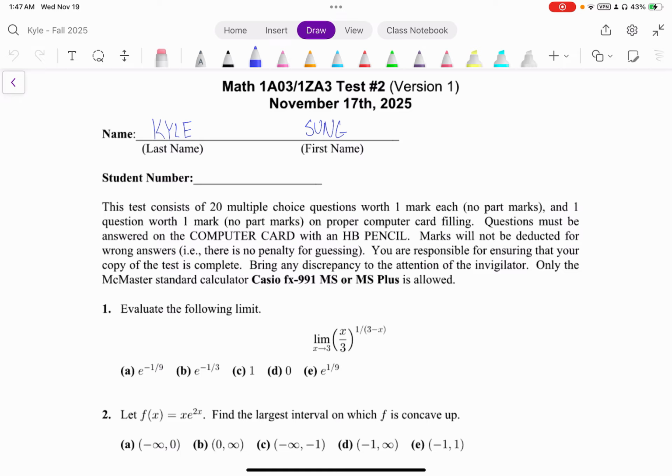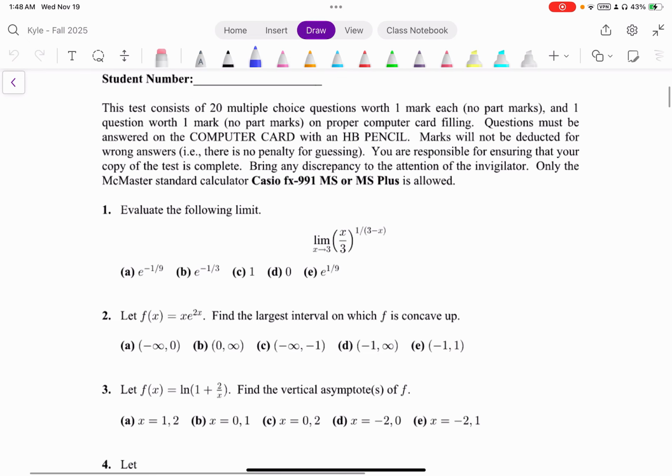The test results have now come back, and by popular request, I've been asked to make another take-up video for test 2. So let's really quickly take a look at some of the solutions. Question 1 will evaluate this limit. Whenever we have a limit, the first thing that we should do is a direct sub.